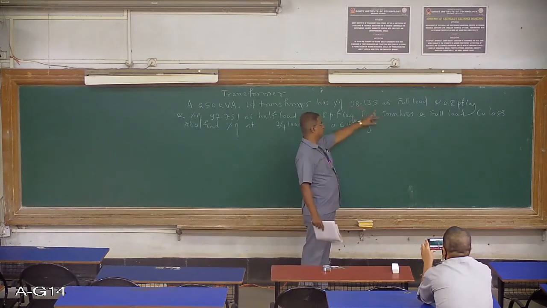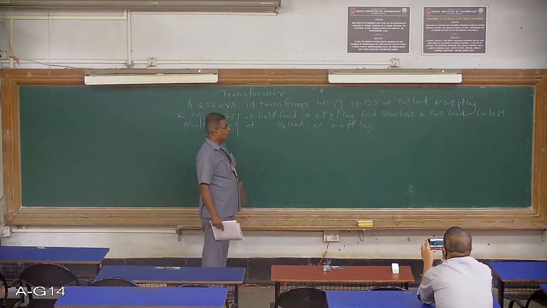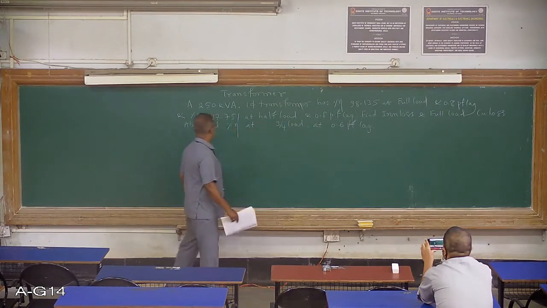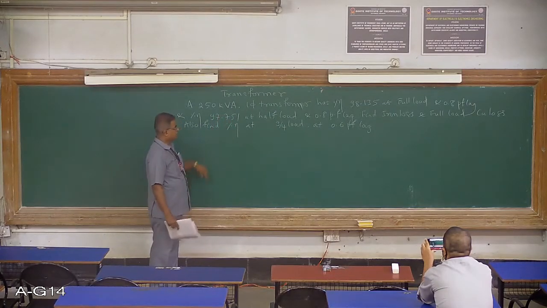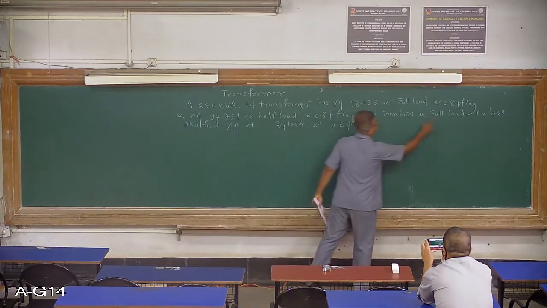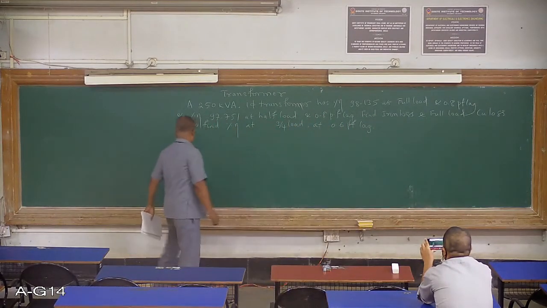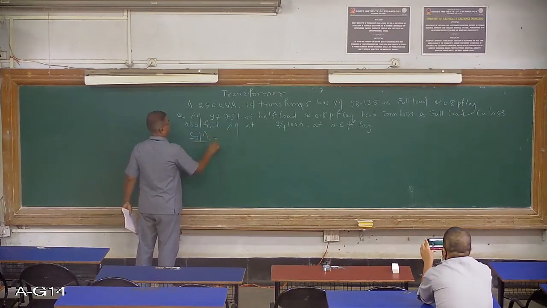factor has been given as 98.135. At another load, namely half load 0.8 power factor lag, efficiency is 97.751. So using this data, you have been asked to calculate iron loss and full load copper loss. So we have to use this formula which we have already studied in the previous class.